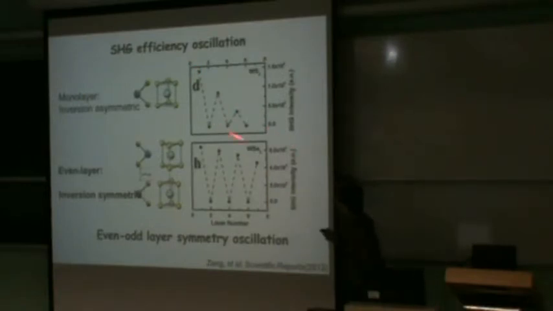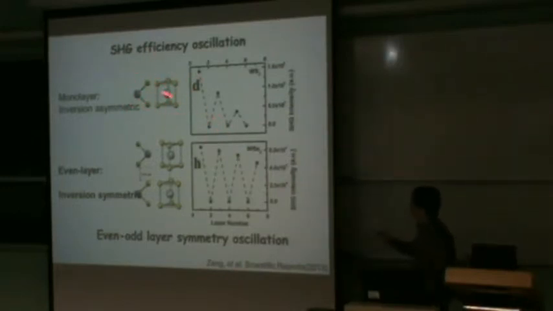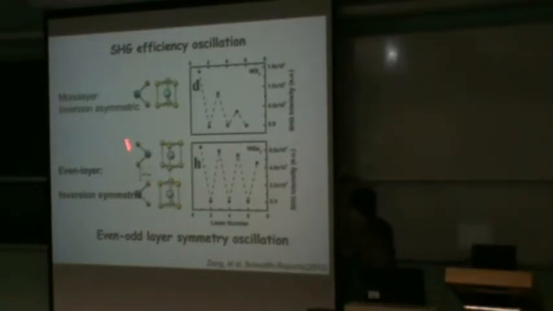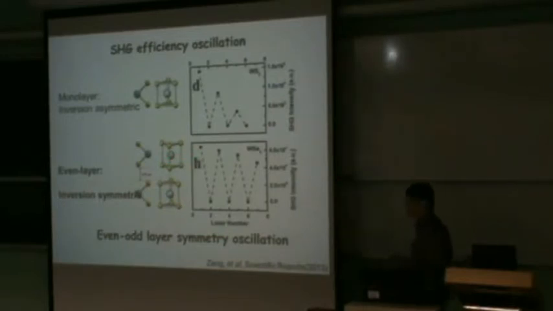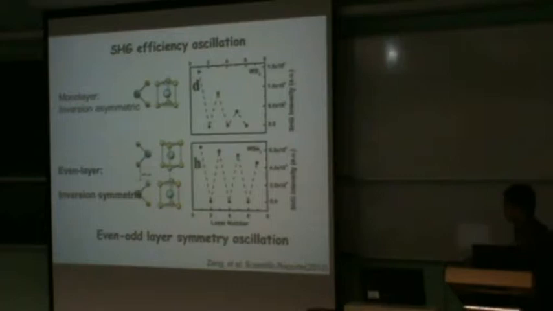Well, this oscillation can be understood in this way. For the monolayer, in the cell, there is emergent cellular breaking, and that's why we can observe second harmonic generation. For the inner layers, the inner cell becomes like these two layers. In this way, the emergent cellular symmetry is recovered. So that's why we cannot observe second harmonic generation from the inner layers.